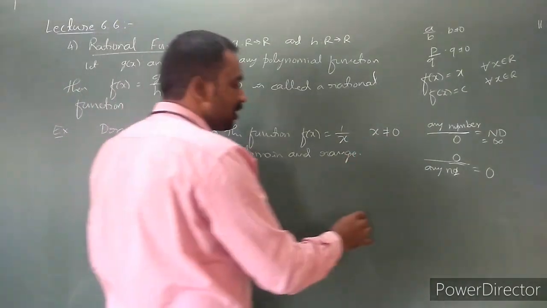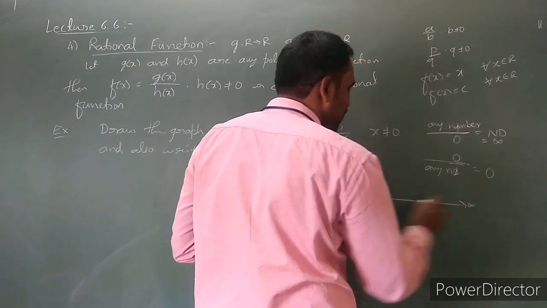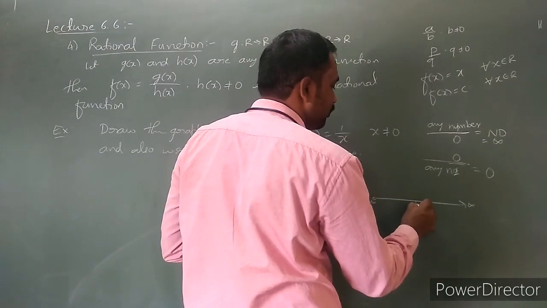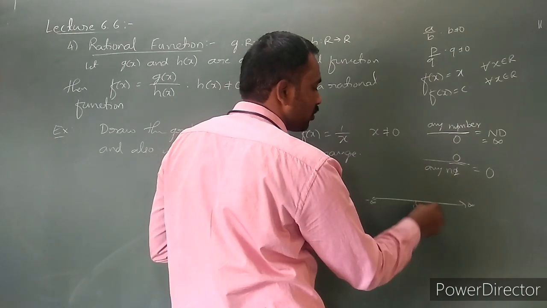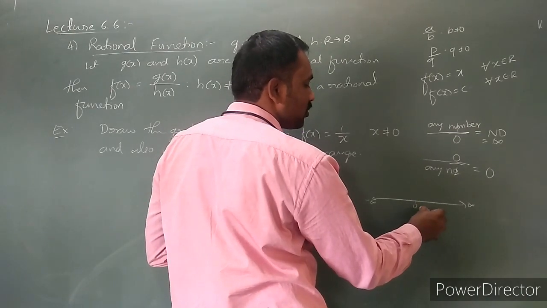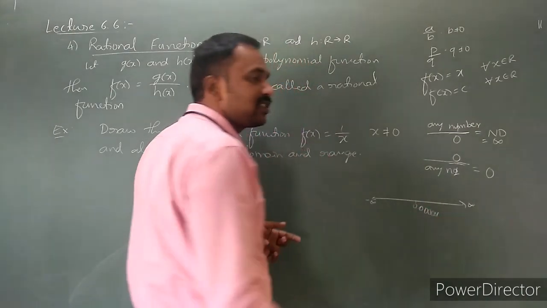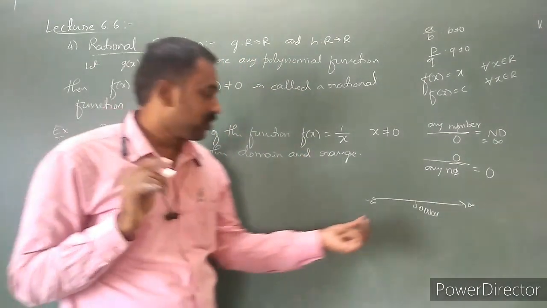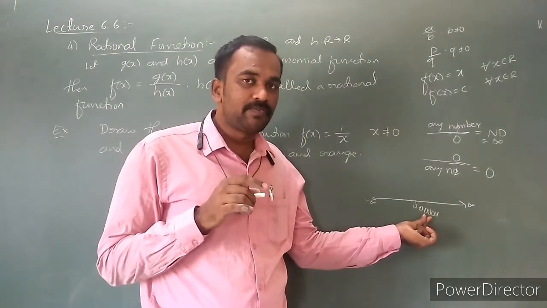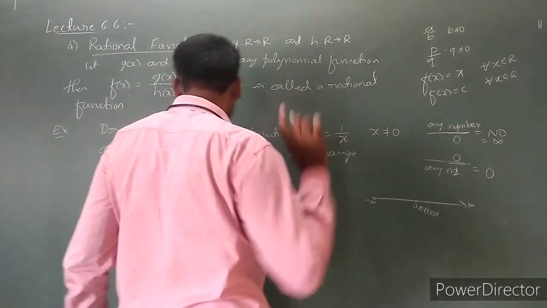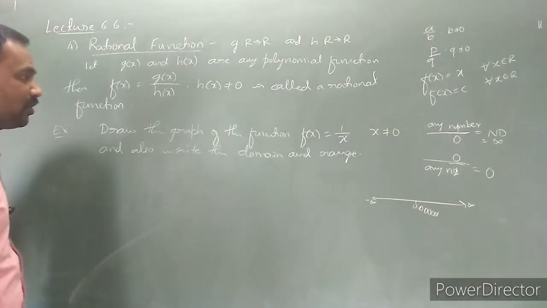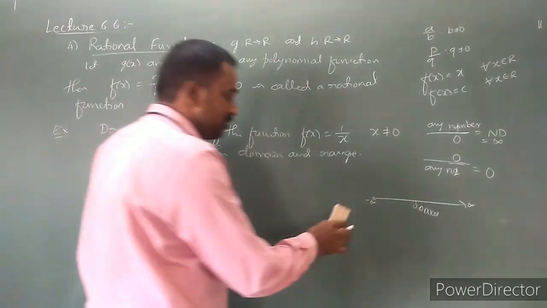All the real numbers except 0. So 0.1 is included, 0.01 is included, 0.00000001 is included, but not exactly 0. Approximately this is 0, but not exactly 0. These values are included, but not 0. All the real numbers except 0.